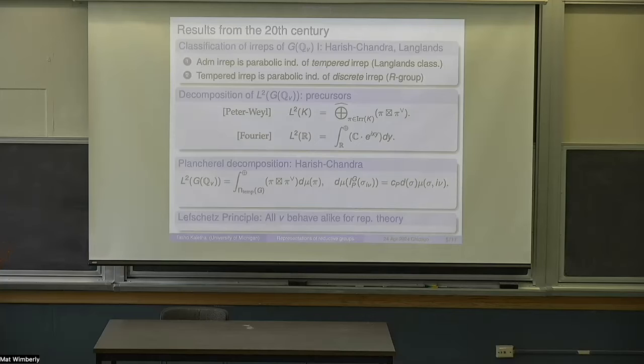And something interesting is happening. All of these results hold uniformly for p-adic numbers and real numbers. And this prompted Harishchandra to formulate a philosophical principle called the Lefschetz principle, which postulates that the representation theory of real and p-adic Lie groups ought to behave in the same way, which is quite provocative if you think about the fact that real and p-adic Lie groups have very different topological structure.